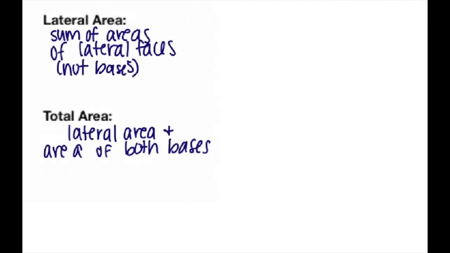So we're going to put in a couple more definitions. Write this down. Pause, please. Lateral area is the sum of all the lateral faces, not the bases, okay? The total area is taking that lateral area and adding the area of both the bases. This is often called the LA and TA. LA means lateral area and TA means total area.